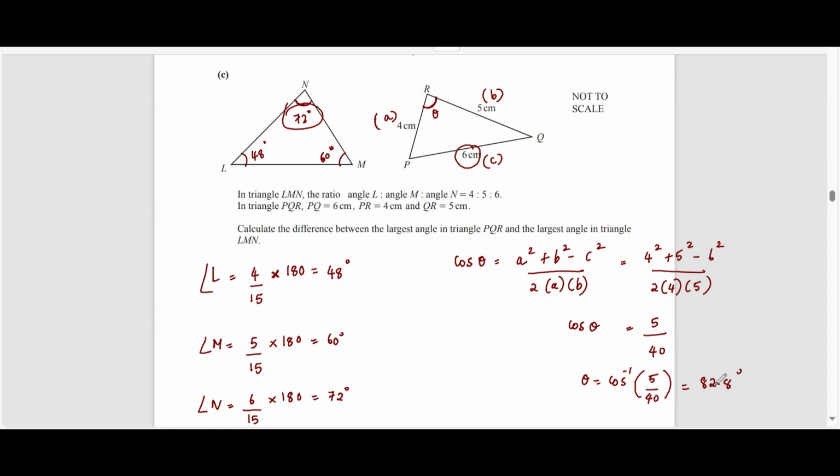Now, this is 82.8. We need to find the difference between the largest angles in both triangles. Here it was 72, here the largest is 82.8. Therefore, the difference will be 82.8 minus 72, which gives you 10.8 degrees. So that is the C part here.